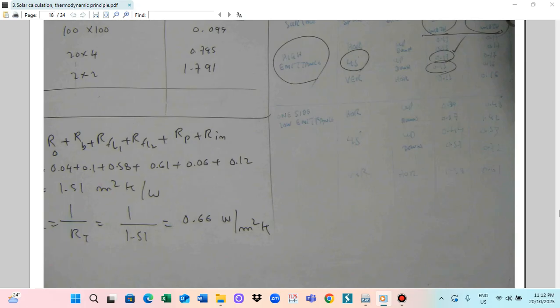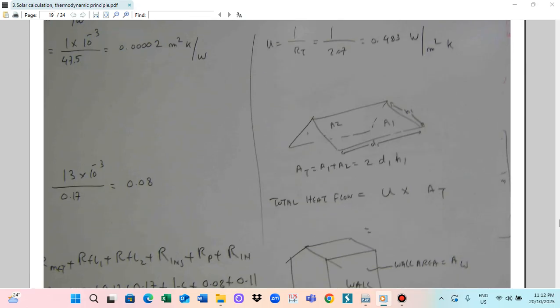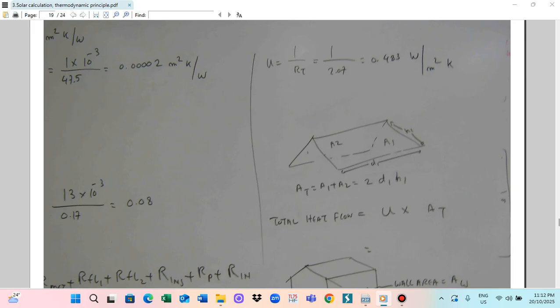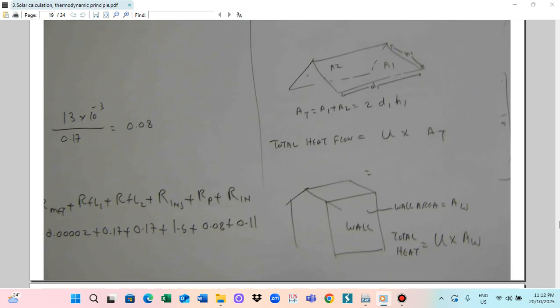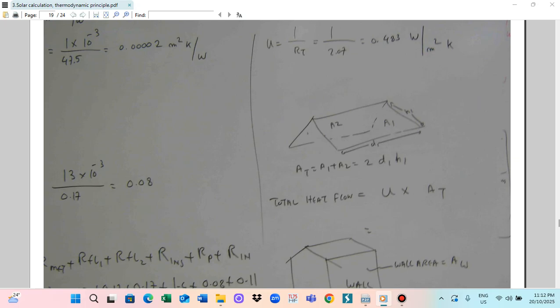And similarly, for the wall also you can calculate. This is for your wall. Wall you can also calculate. So wall area is AW, and the total heat flow is equal to U multiplied by AW. So that's the total heat flow. If it's one side you can keep all the data, so for both sides you have to multiply by 4. So by this you can calculate the heat flow into your house.